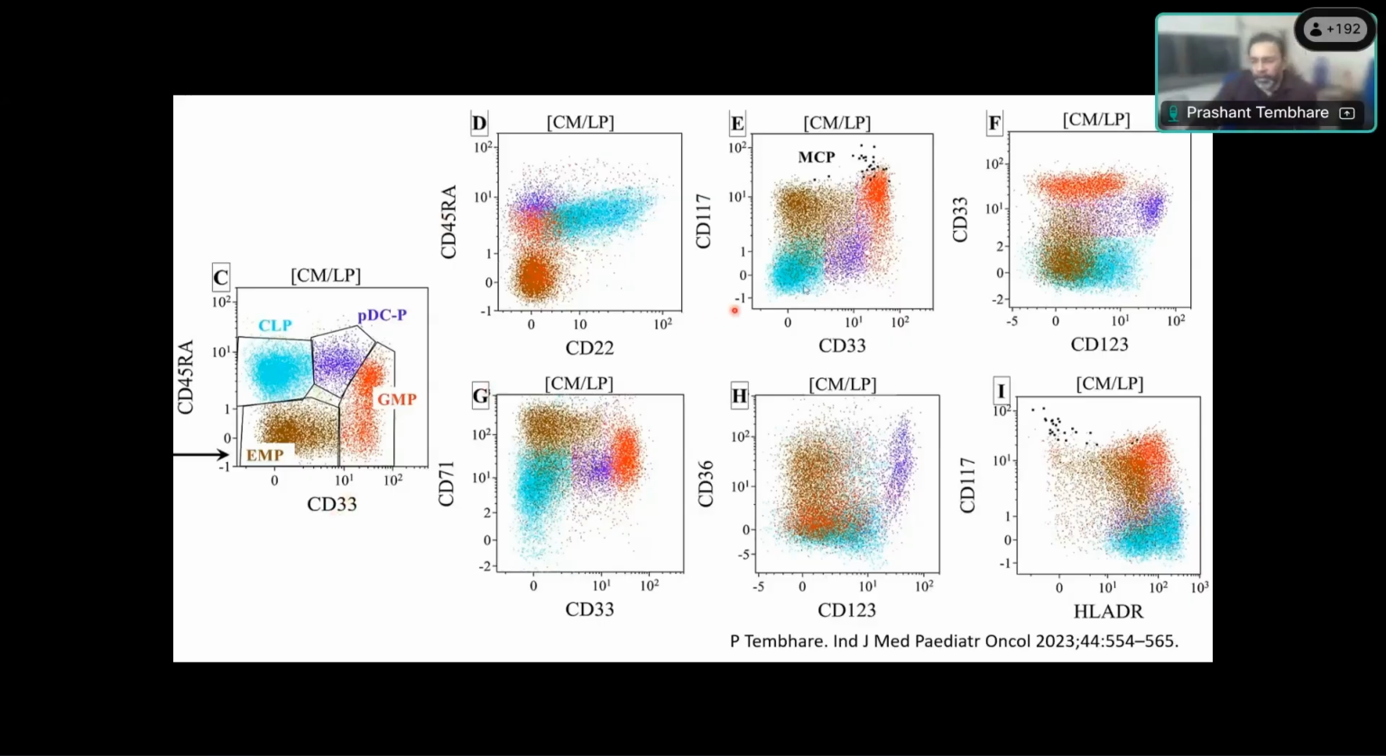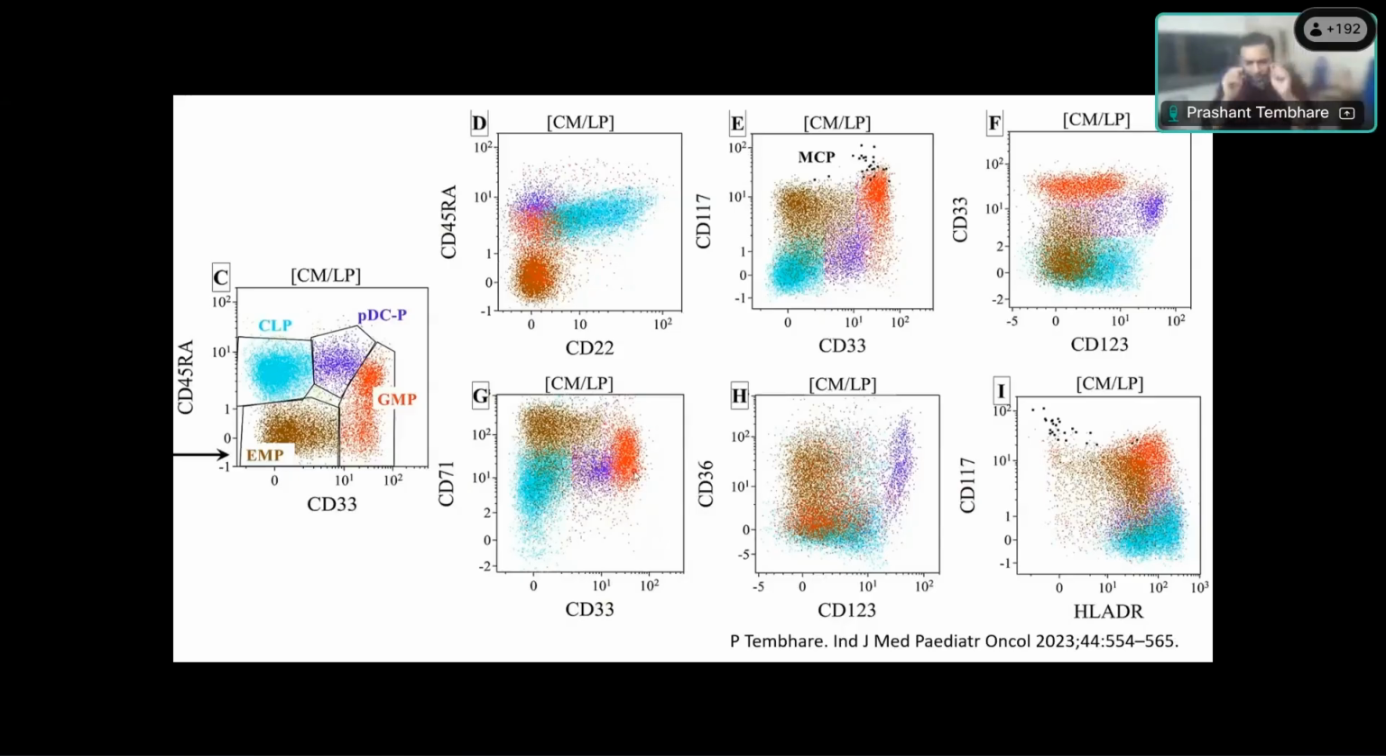Now, what about other markers? You can see the other myeloid antigen, CD117, is also negative there, and HLA-DR is positive, because HLA-DR is again positive in B cell precursors as well as other precursors. Now look at the red population, which we see as granulocyte. They are CD33 positive. Their CD71 expression is moderate.